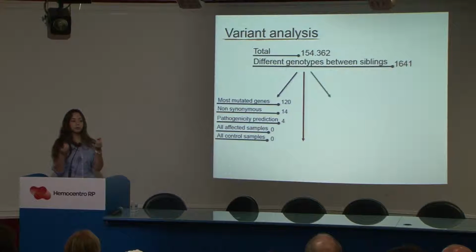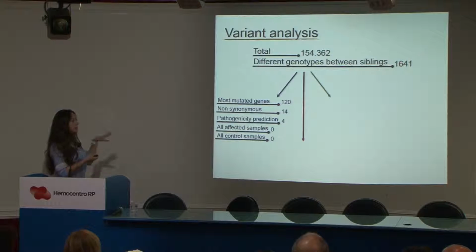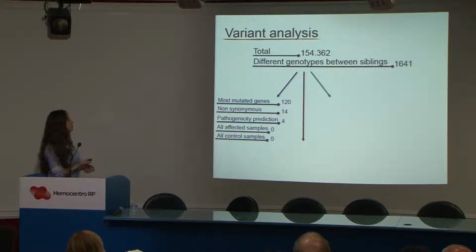So the genotypes for them need to be different, right? The first filter gets us only 1,641 mutations. On that, we made the three types of filters which I mentioned before. The most mutated genes, about 15, gave us 120 mutations. From them, we filtered by non-synonymous variants, which left only 14.